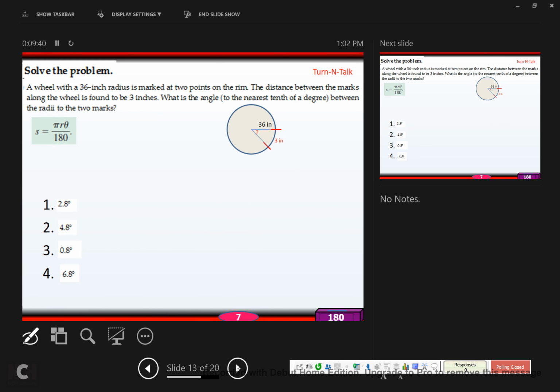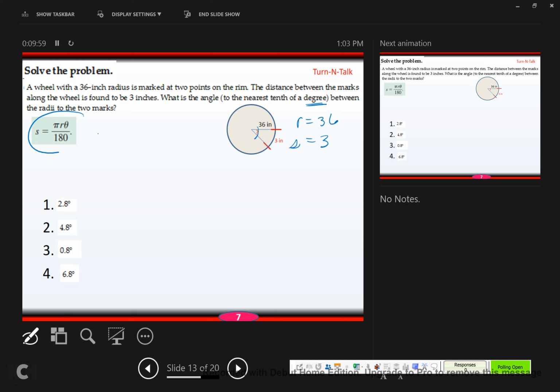Alright, and then on this one, it says a wheel with a 36-inch radius is marked at 2 points on the rim. The distance between the marks along the wheel is found to be 3 inches. So they're telling me the arc length is 3, and the radius is 36 inches. And they want to know the angle to the nearest tenth of a degree.